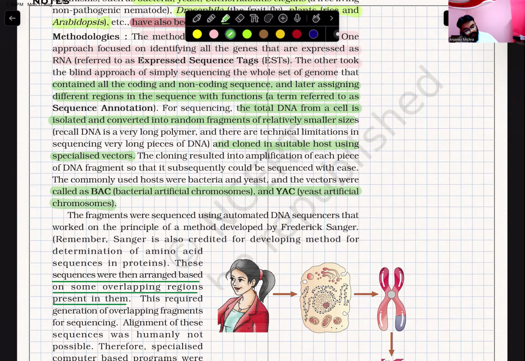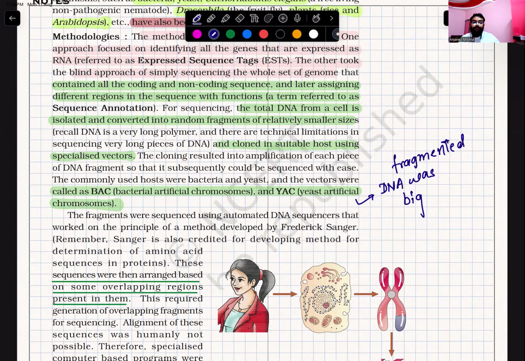Just straight up remember their names. The reason for using them was that DNA was big, fragmented. DNA was very big. So this fragmented DNA, which was basically very big, needs to be copied. So you cannot use your normal plasmid. So you have used BAC and YAC.